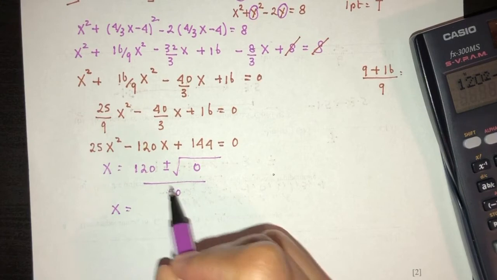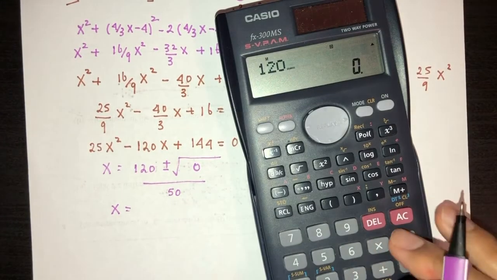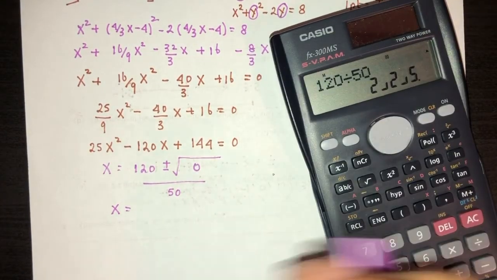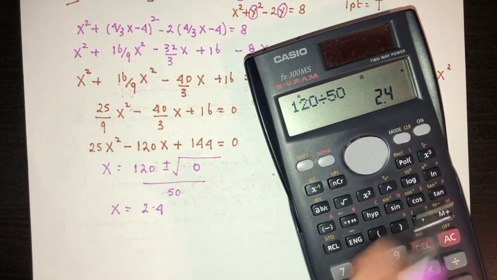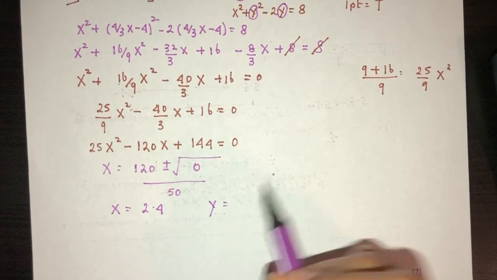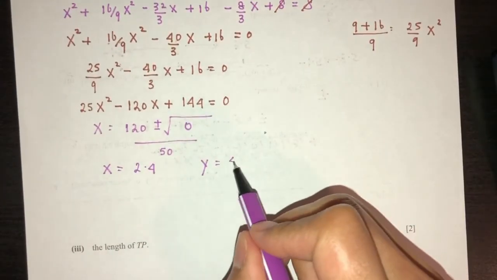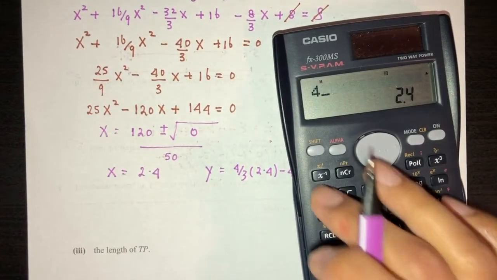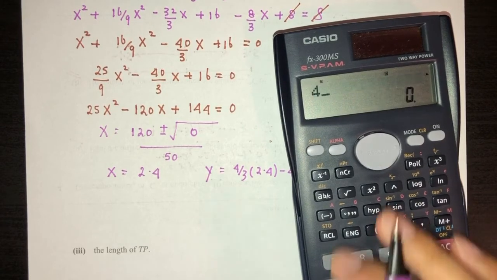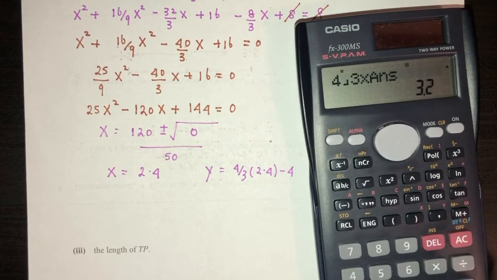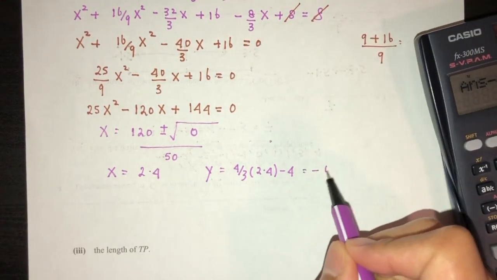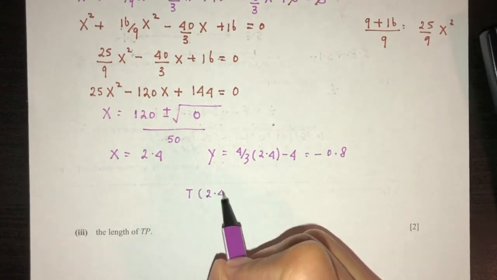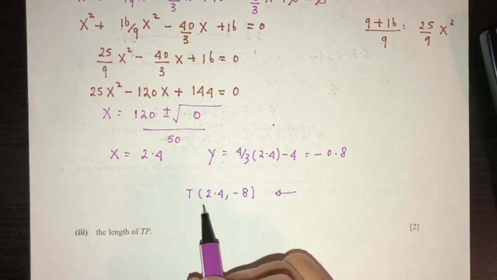So your answer x is equal to 120 over 50. That is 2.4. In terms of fraction, so let's say 2.4, that's fine. So 2.4 will be your value for x. Now what is the value for y? We place back in this equation. We'll have 4 over 3 times 2.4 minus 4. That should be minus 0.8. That is your value for x and y. So your point T is 2.4 and minus 0.8. That is your point T.